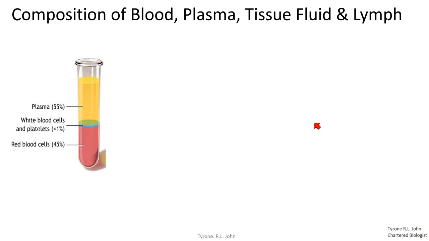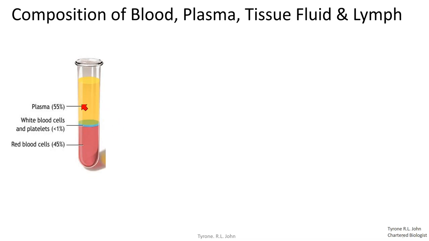so the composition of blood then, as you can see from the diagram, there's a liquid component to blood, which is called plasma. That accounts for about 55% of blood, and the rest of it is a cellular component where we have white blood cells and platelets. They are in very low numbers, generally less than 1%. Okay, and then we have the red blood cells, of which there are a lot, as 45% of blood are made up of red blood cells. So that's the components of blood, really.